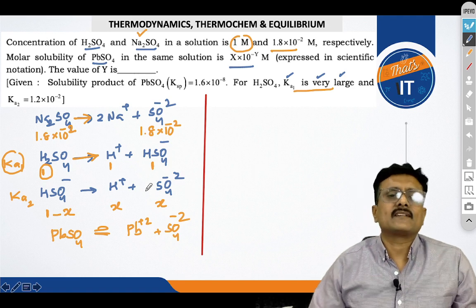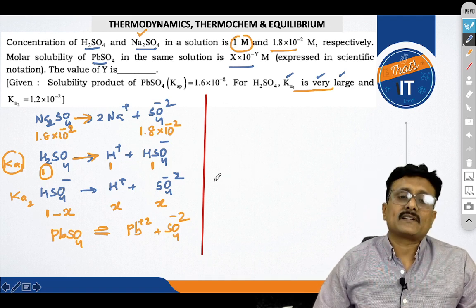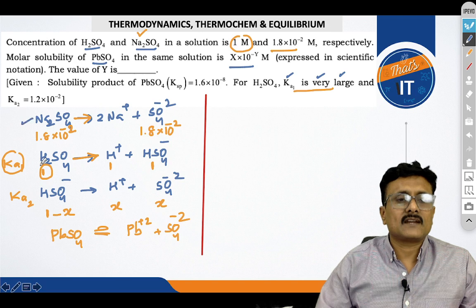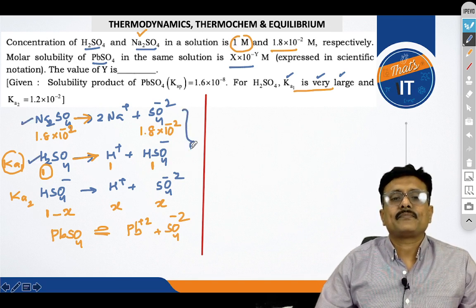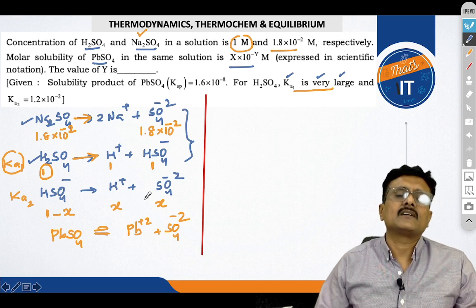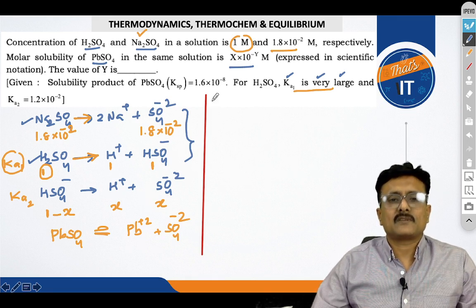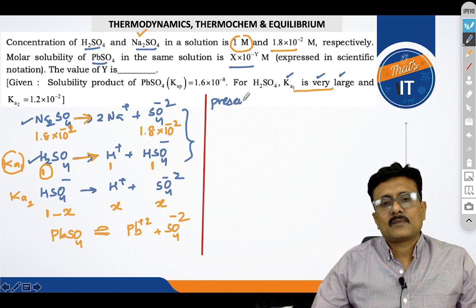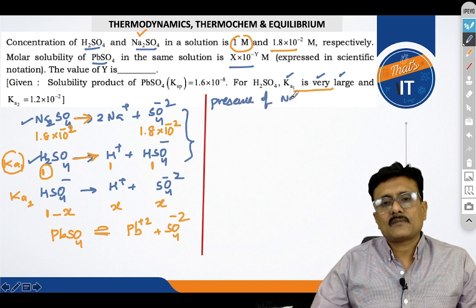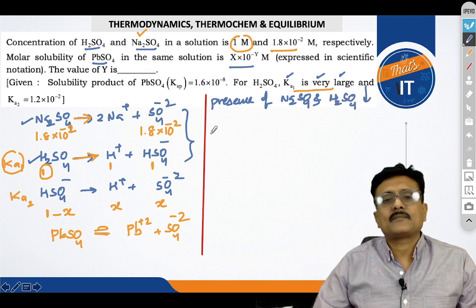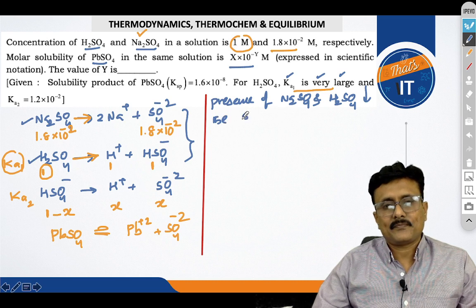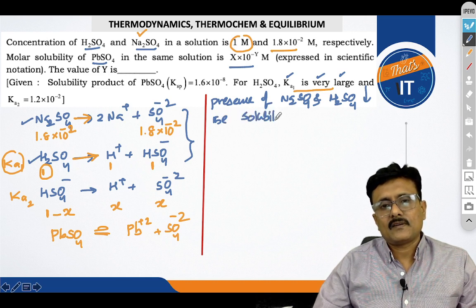To get into that, let's see that there is a common ion effect, isn't it? Because you know that this and this are strong electrolytes, because you can see that they are dissociating almost completely. So the presence of Na2SO4 and H2SO4 decreases the solubility of PbSO4, isn't it?